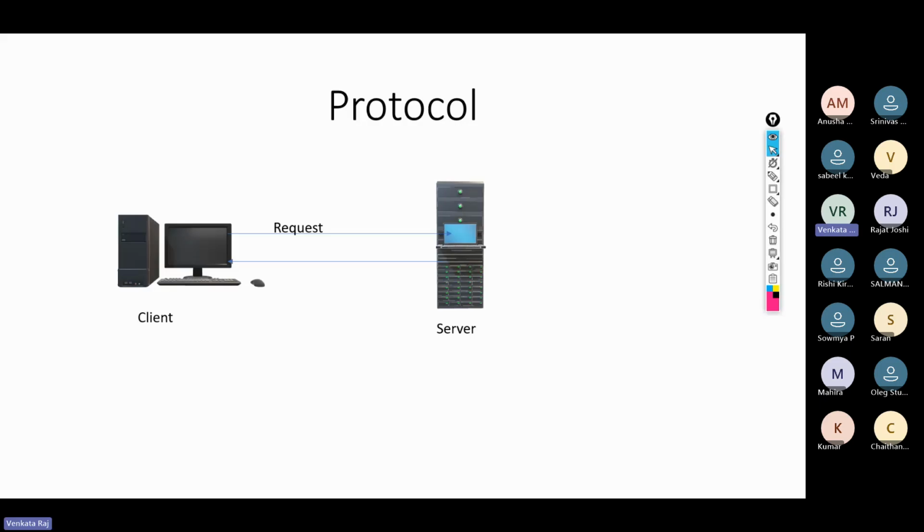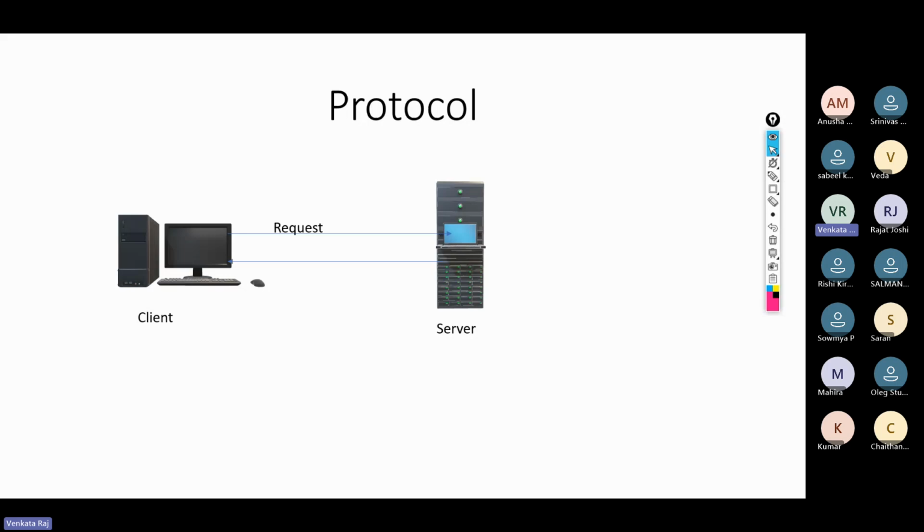They both should communicate in a common language, right? For example, if two people are talking to each other, they both should communicate in a common language. Otherwise, it will be difficult to communicate, or the other person will not be able to respond. If I talk to you in German, and you don't know German, will you be able to reply? No. Same thing here also. Whatever the client is sending, the server should be able to understand it. Then only it will reply. Otherwise, it will not reply, right?